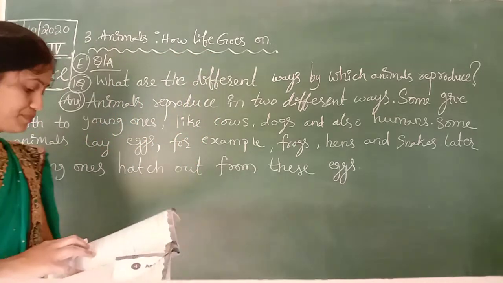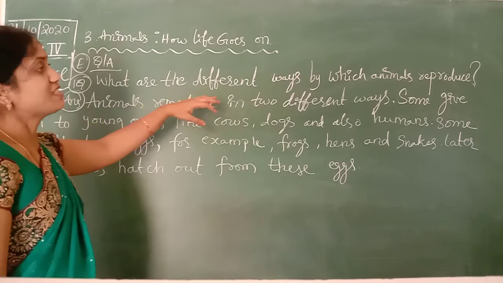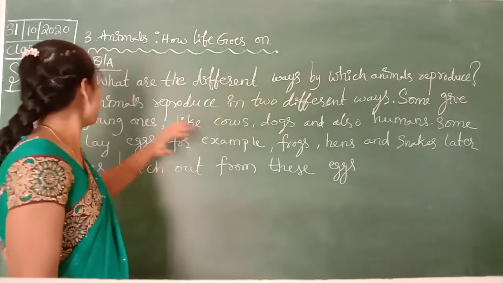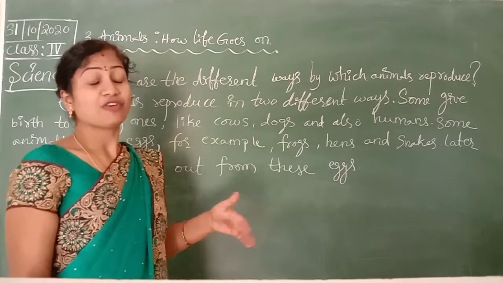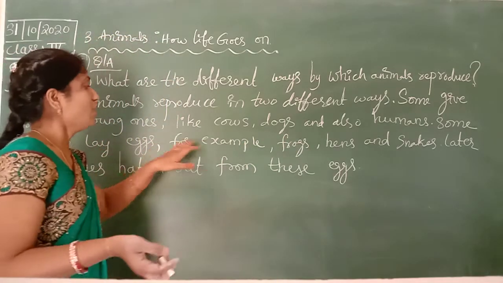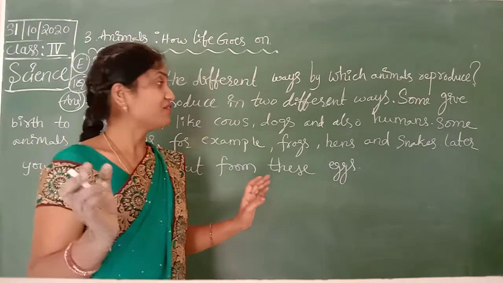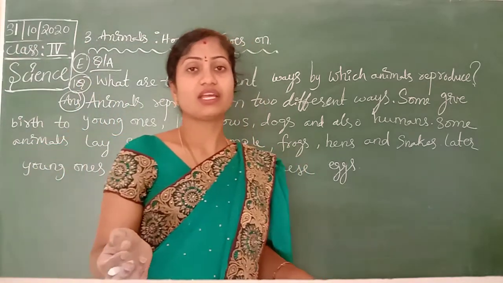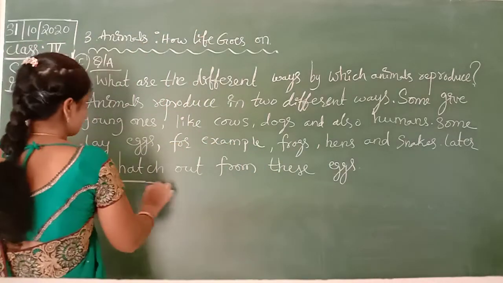Understand, children? See here. What are the different ways by which animals reproduce? Animals reproduce in 2 different ways. Some give birth to young ones like cows, dogs and human beings. Okay, we give birth to our young ones. So, some animals lay eggs. For example, frogs, hens, snakes, they lay eggs. Later, young ones hatch out from these eggs. Small babies come out from these eggs. Next.